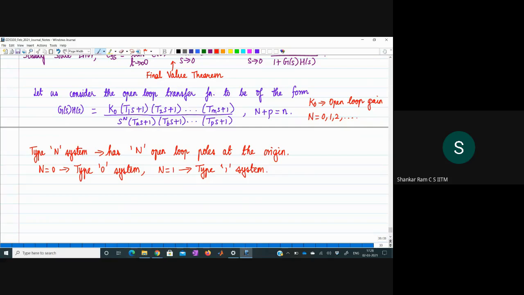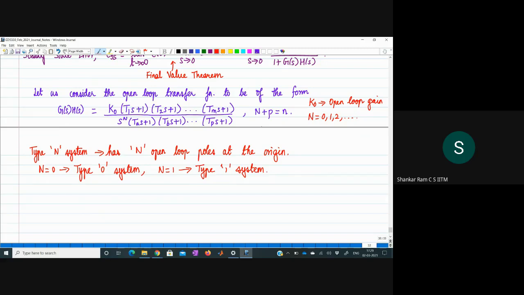As far as this particular representation is concerned, we have these various types, and depending on the value of capital N, we can have different numbers of open loop poles at the origin.